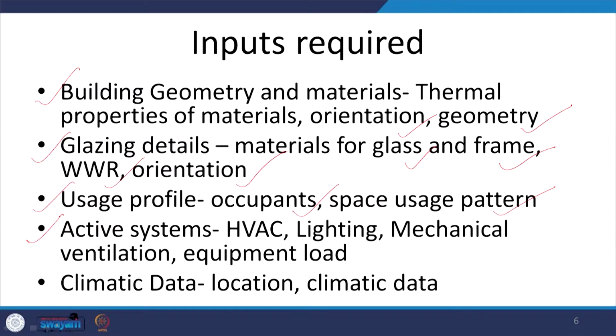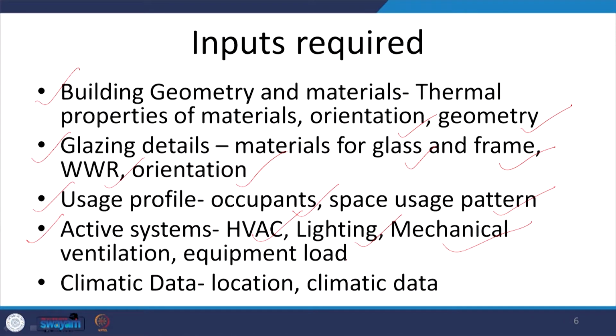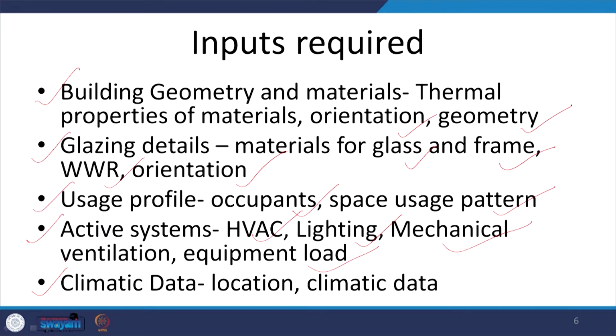The next is active systems, where we talk about the different components of HVAC, their efficiencies, their performances. We talk about the lighting systems, how much wattage the lighting systems consume, what type of fixtures these are, what is the illuminance level for each of these fixtures. We also talk about the mechanical ventilation, the equipment load, which is going to contribute towards the internal heat gain, and in addition to all these, we also talk about the sensors and controls as part of the active systems. And last, but probably the first thing to be procured as input data, is the climatic data.